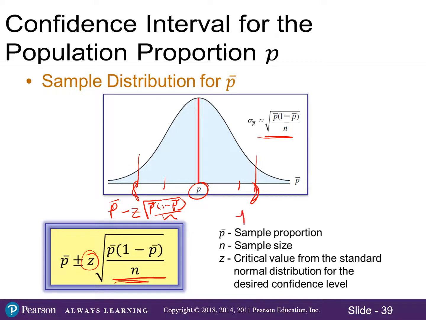We'll do it for the other one too. And then this will be p-bar plus my z star times my p, 1 minus p spread. One thing nice about doing proportions is it's always going to be a z. There's no t nonsense.